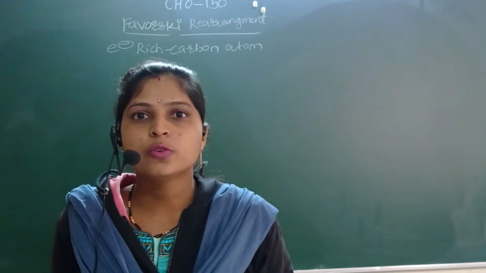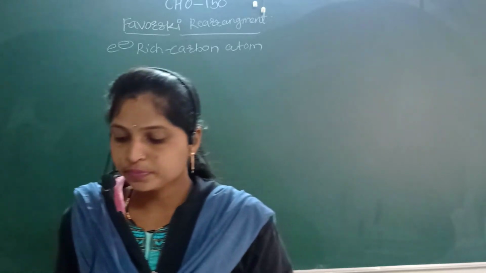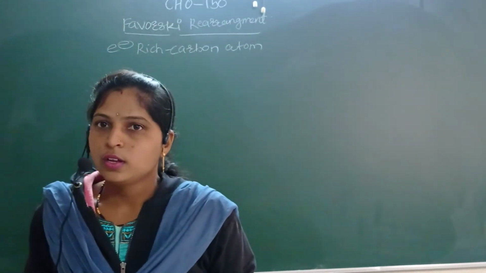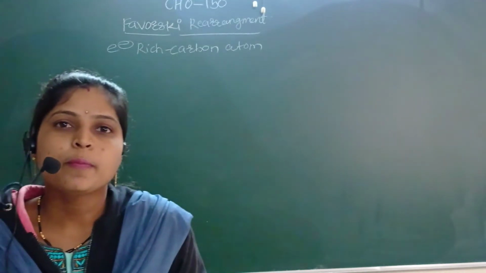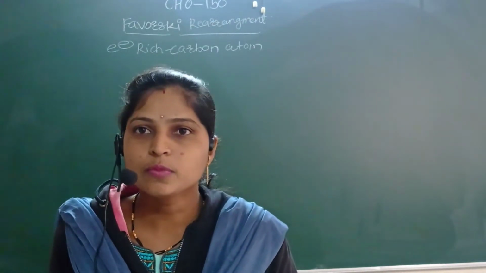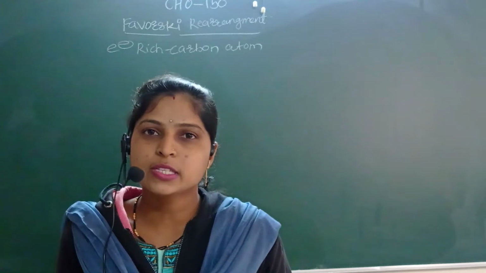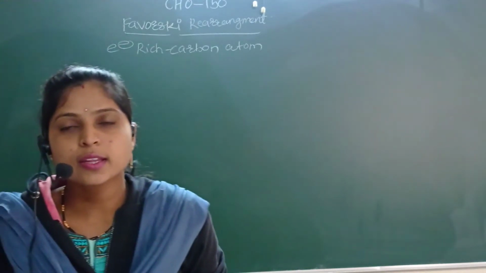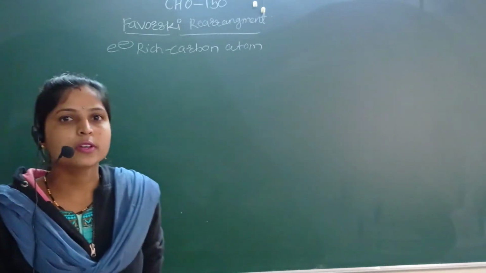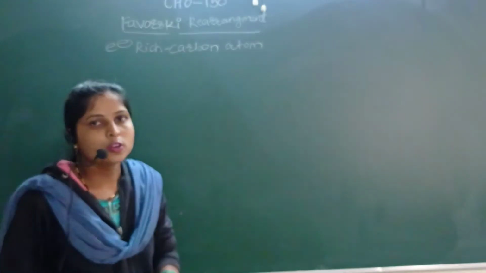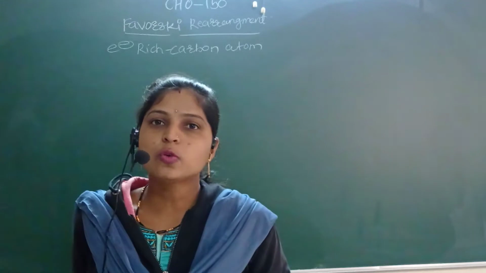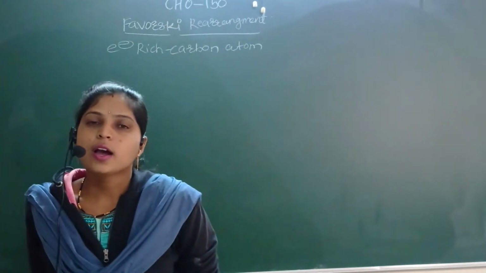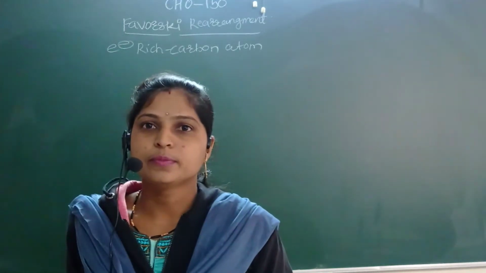Today we are going to discuss our next rearrangement, that is the Favorski rearrangement. In the previous lecture I discussed some other rearrangements. So in today's lecture we discuss the next rearrangement, that is the Favorski rearrangement. The Favorski rearrangement is an electron-rich carbon atom rearrangement. So the rearrangement takes place in electron-rich carbon.